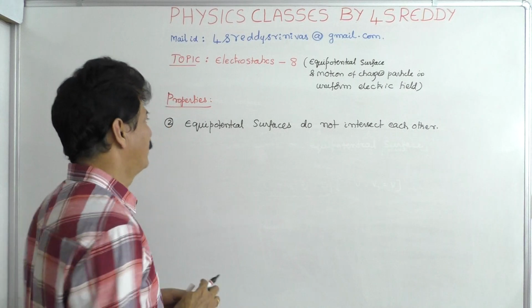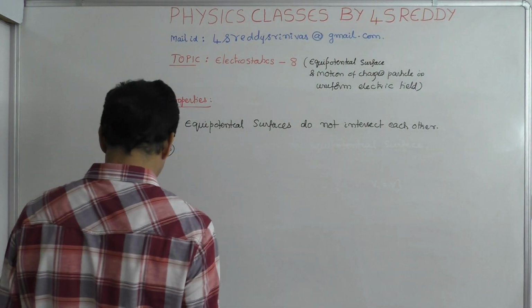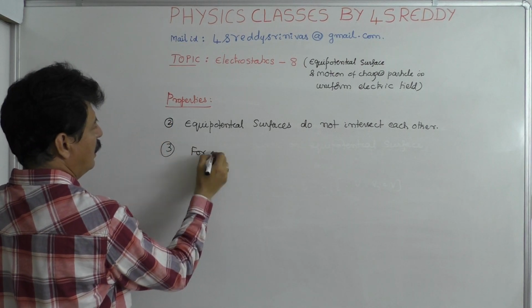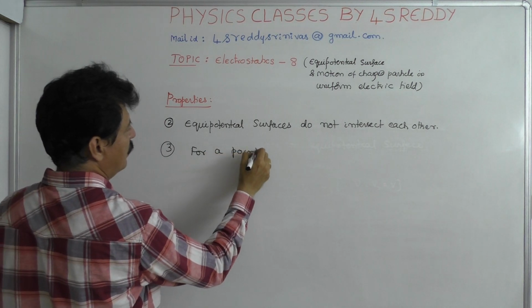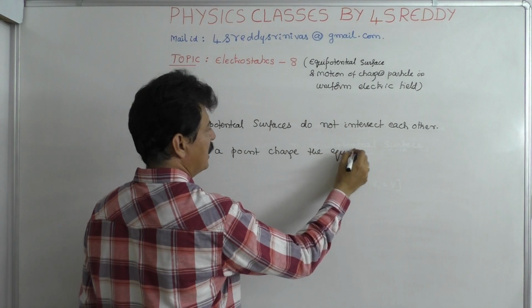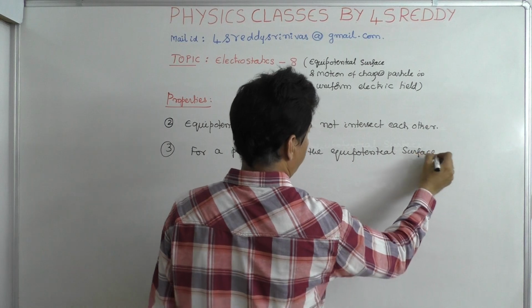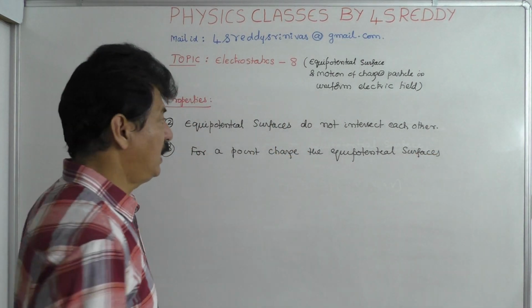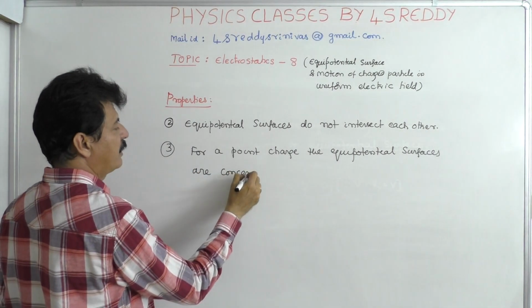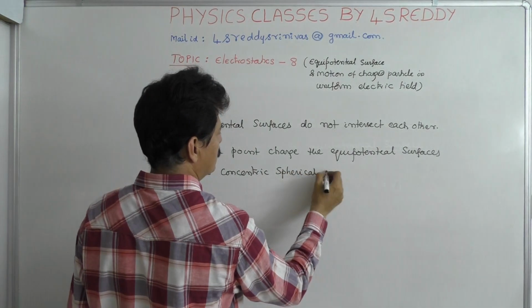That's another important thing. And the third point is, for a point charge, the equipotential surfaces are concentric spherical shells.